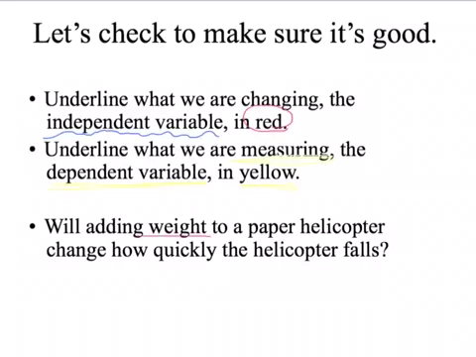Think about what the independent variable would be, what we're changing. Did you decide it was adding weight? Good job. We are adding weight to the paper helicopter. Well, what will show us what we've done? What will be the dependent variable that we're measuring? You got it. It's how quickly the helicopter falls. And we can measure that in units of time.